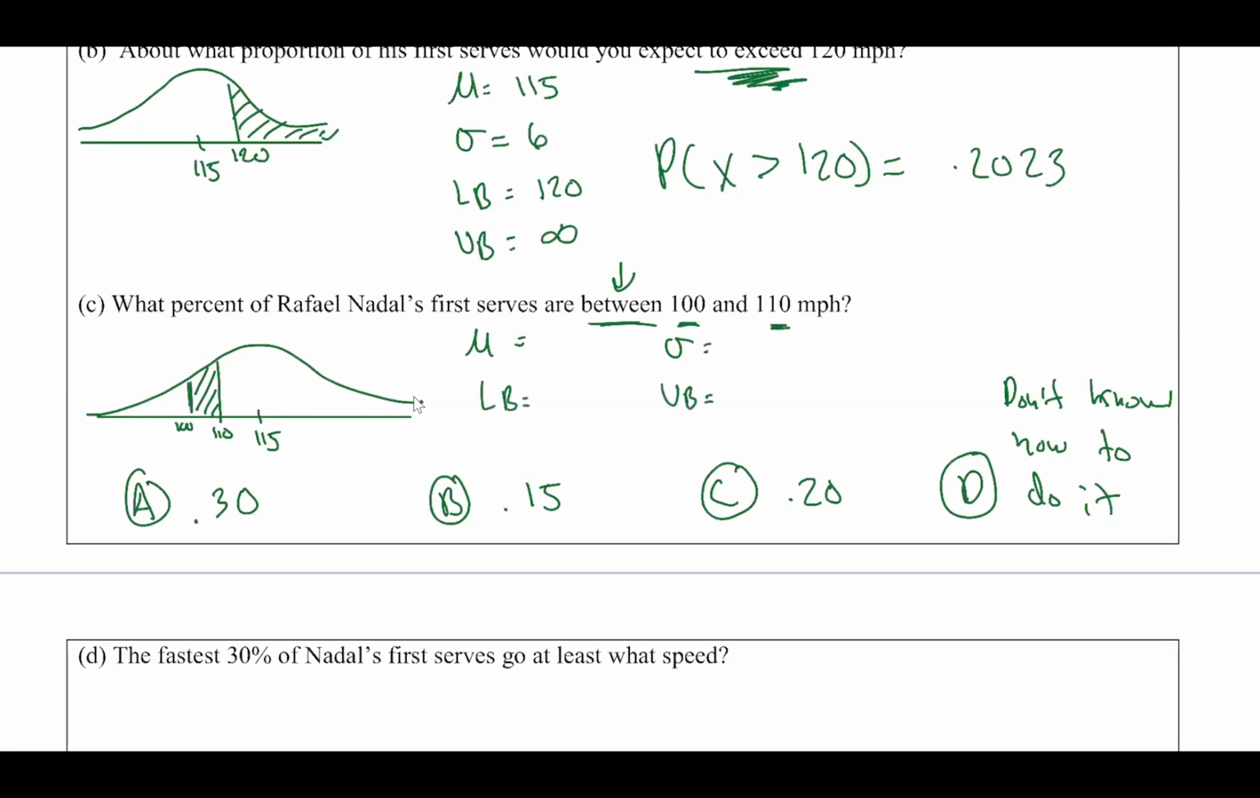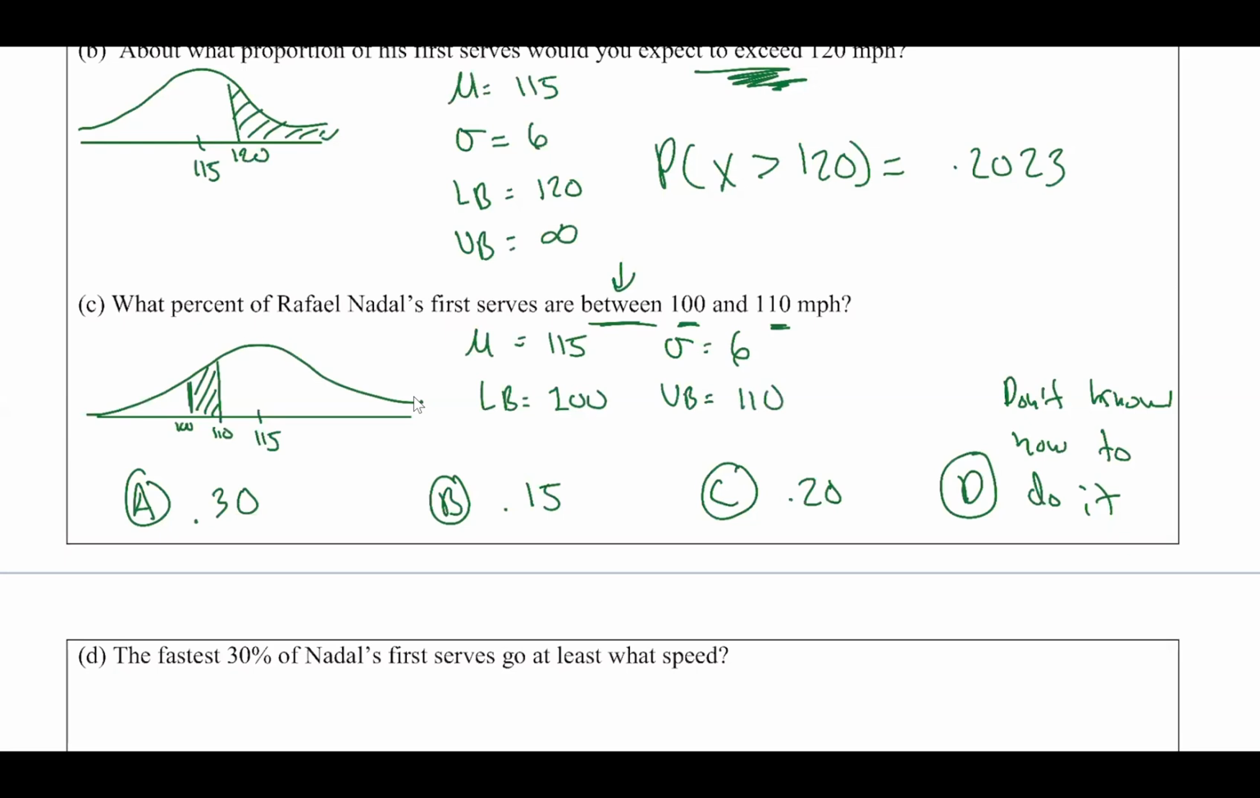So for this one, what will be my mu? 115. Perfect. Then sigma will be 6. What will be my lower bound for this scenario? 100. Perfect. And what will be my upper bound? 110. There you go. Good.